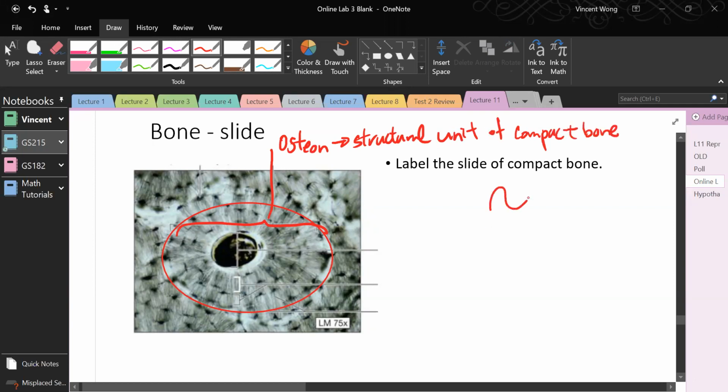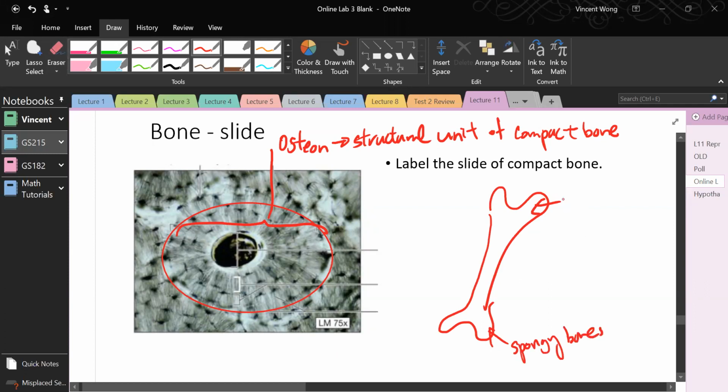In case you forgot, here is your bone. At the ends of the bone, you have spongy bone. Spongy bone here as well. But on the side and along the shaft, there's going to be the compact bone. Compact bone is much denser than spongy bone. Spongy bone is kind of like a honeycomb, right? So if you look at the compact bone, you will see these osteons.